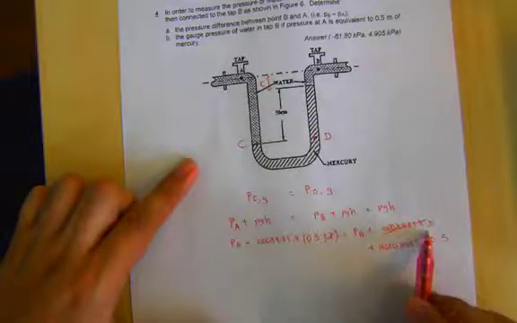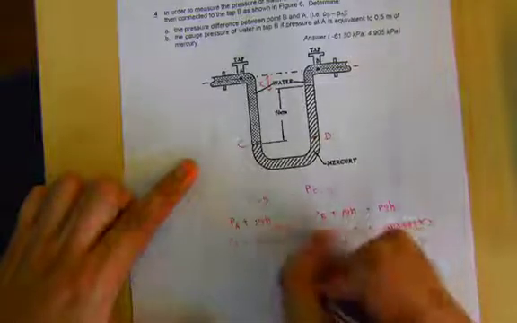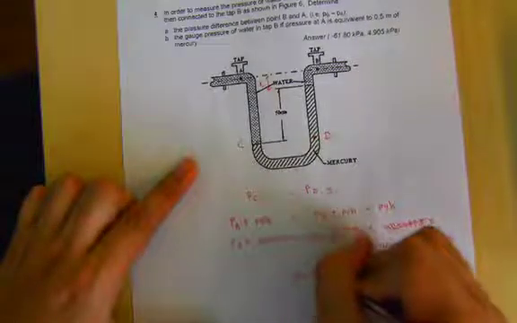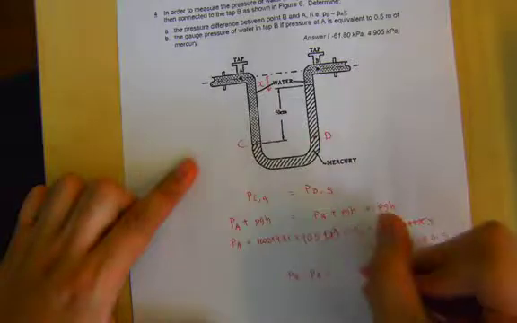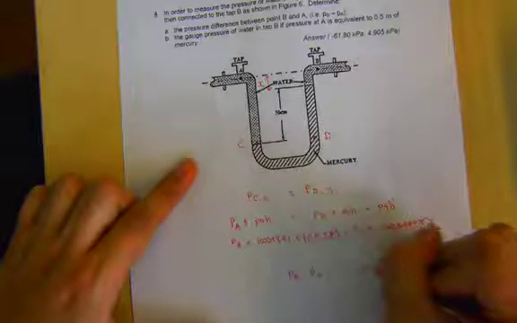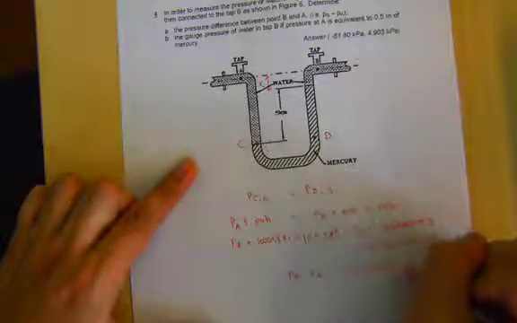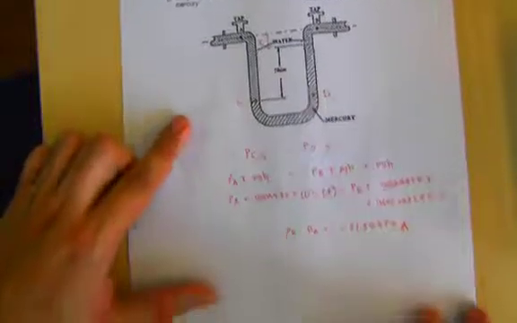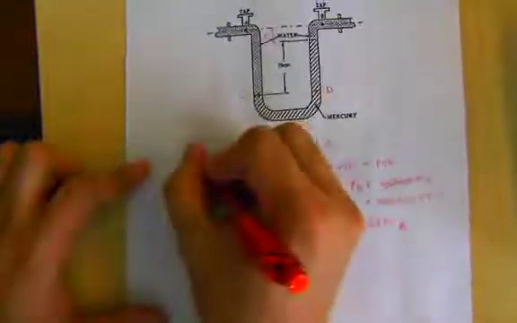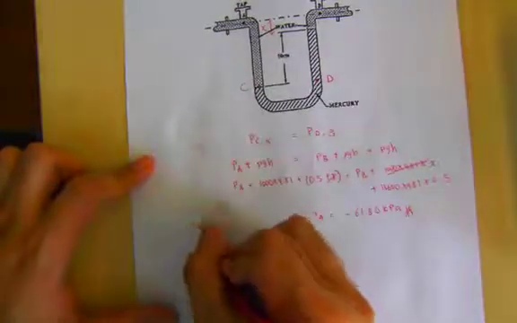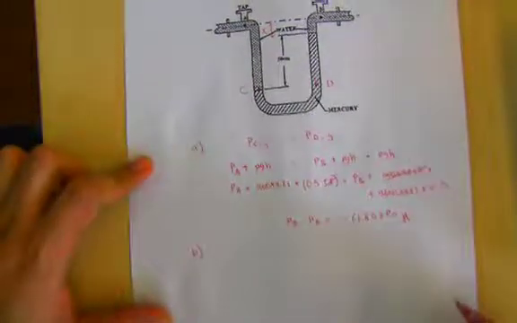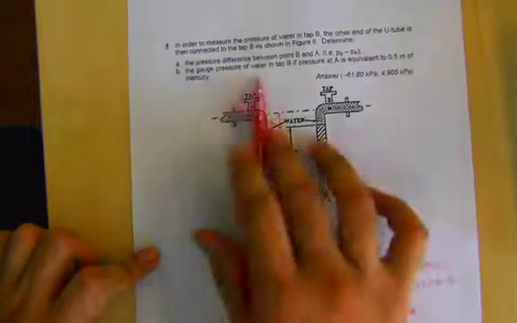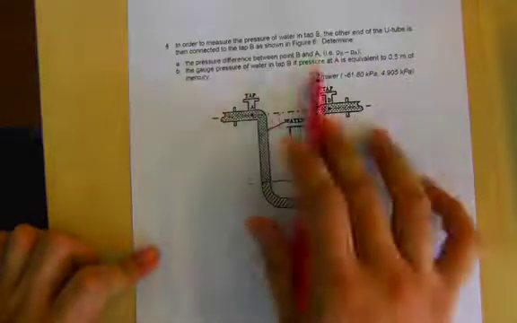So from here you can cancel your X. 1000 times 9.81 times X will cancel with 1000 times 9.81 times X. So you can work out your PB minus PA. In this case you will get negative 61.80 kilopascal. Good. So this is for part A.